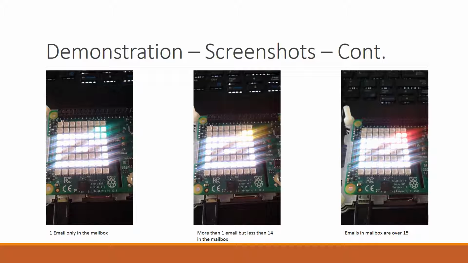Now, as we look into the mailbox, depending on the number of unread emails within the inbox, there are going to be different colors represented on the SenseHat itself. For example, one email in the mailbox will demonstrate a green light. A number of unread emails of more than 1 but less than 14 will represent a yellow light. And the red light will be displayed if there are more than 15 unread emails within the inbox.